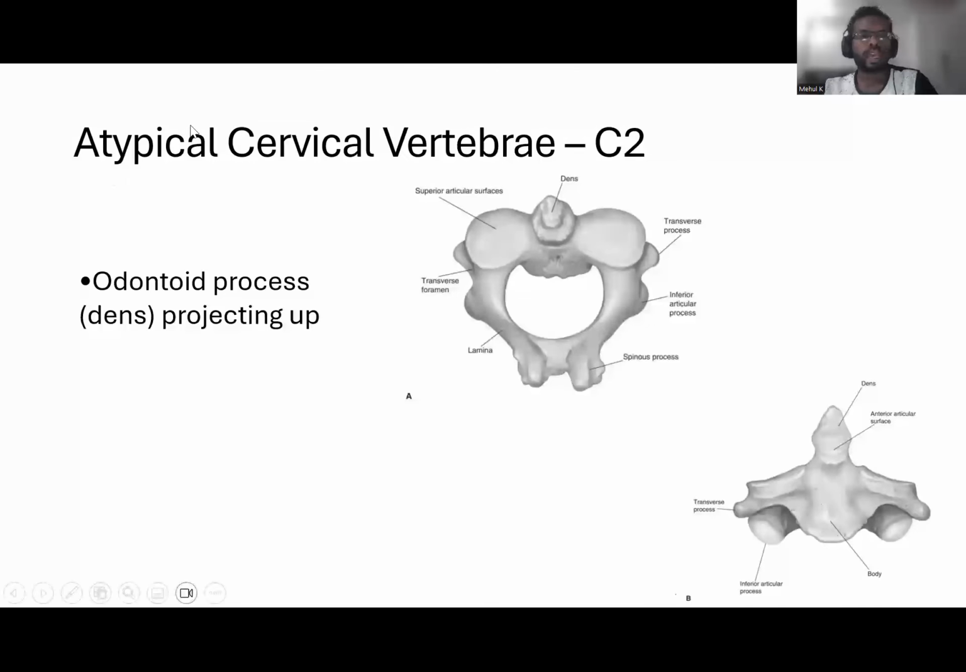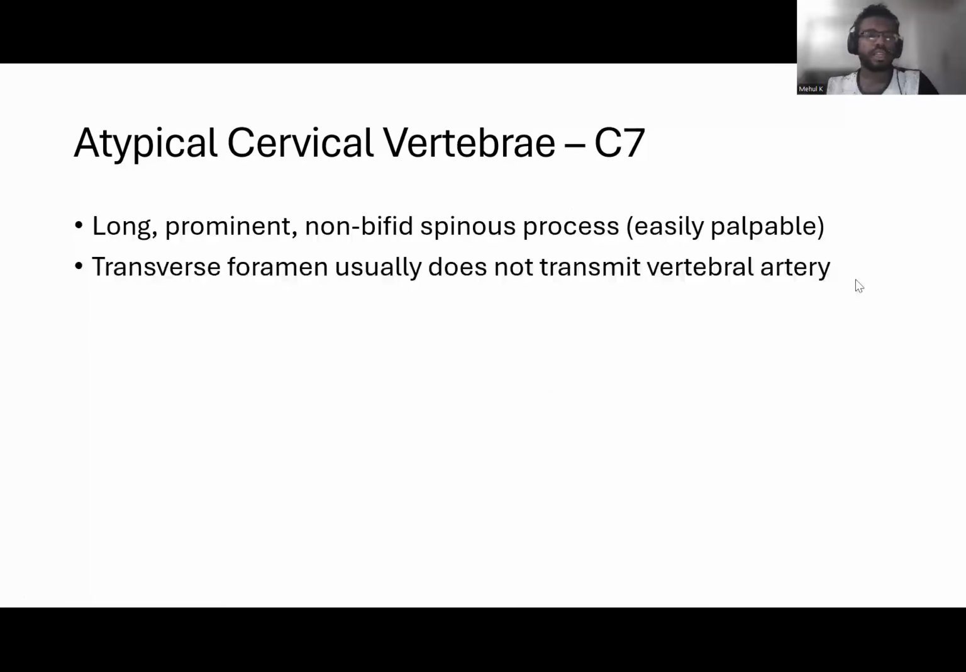The second atypical vertebra is C2. It's hard to miss this on a CT C-spine, because we have a big prominent structure coming up from the center of this vertebra called your dens or odontoid process projecting up. That is the main important thing with regards to your C2. And your C7 is atypical because it's basically a transition vertebra. You're going from the cervical spine into the thoracic spine. So the spinous process is no longer bifid here, and the transverse foramen in C7 usually does not transmit your vertebral artery.